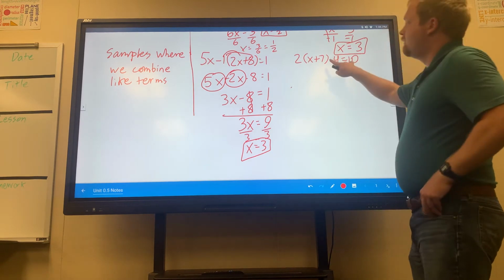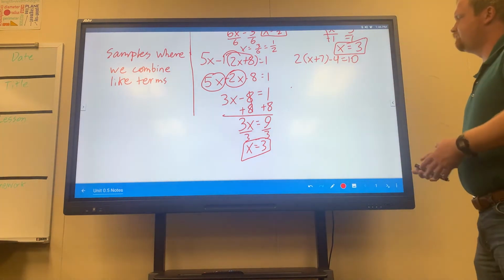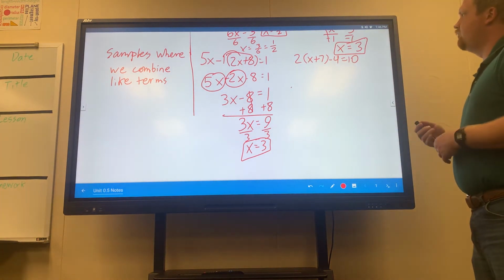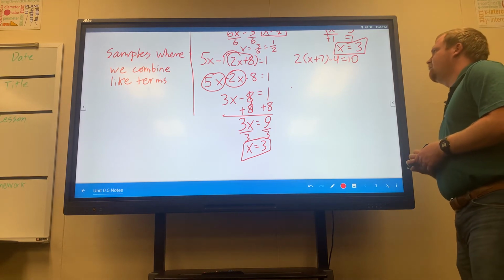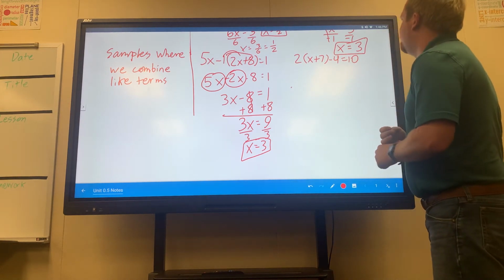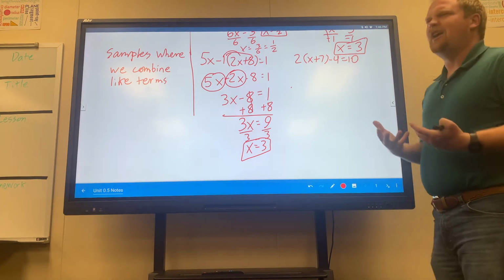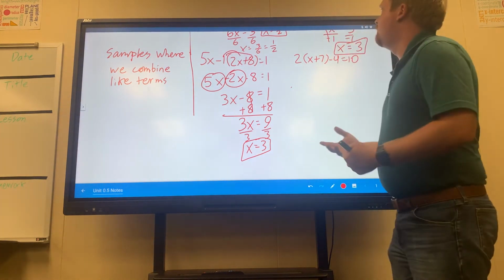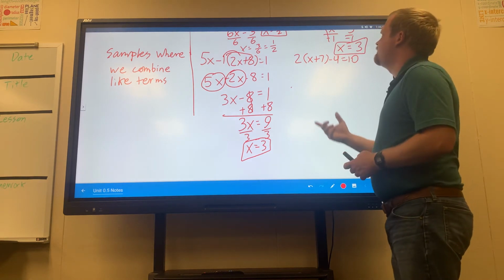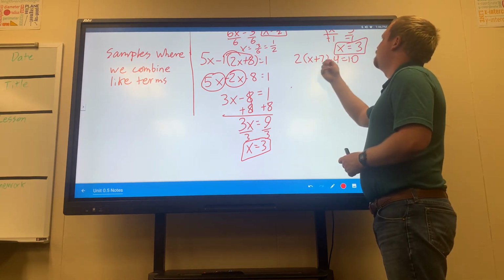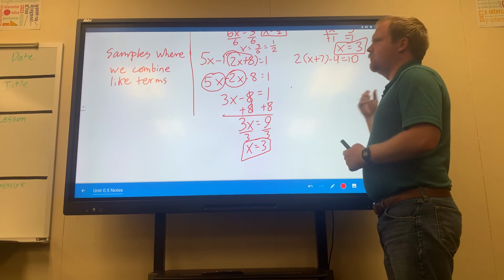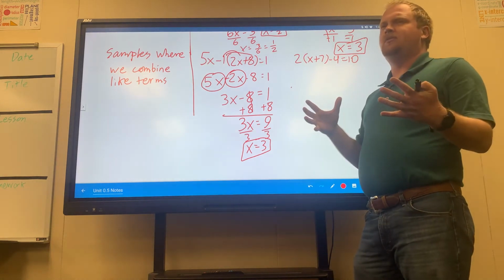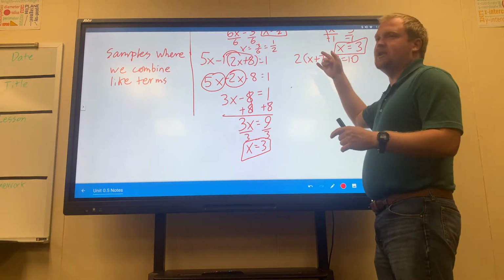Now, looking at the second problem: 2 parentheses x plus 7, close parentheses, minus 4 equals 10. That will be the way you most commonly hear it. Okay? You won't necessarily hear 2 times x plus 7 minus 4 equals 10. That makes it sound like it's just 2 times x.